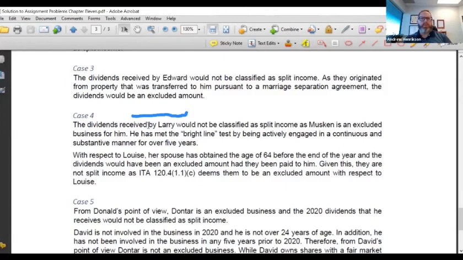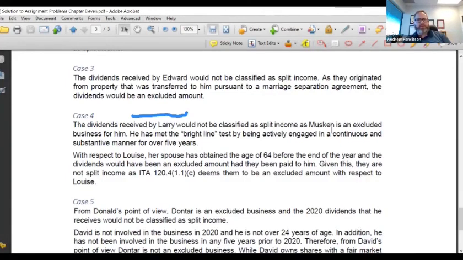So the dividends received by Larry, well, there's no issue there with split income for him. It'd be an excluded business for him. He's been actively engaged in a continuous manner for way more than 5 years. So not a problem. With respect to Louise, however, it's an age-related situation. Her spouse has obtained the age of 64 before the end of the year.